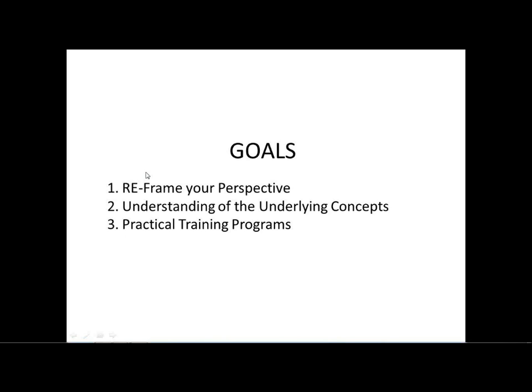So first thing that I want to try to do tonight is reframe your perspective a little bit. When we're coming at this from a trainer's perspective, or from a coach perspective, we have a kind of tunnel vision view of what we're trying to accomplish. And a lot of times in that tunnel vision view, we get sidetracked from some of the key elements that can really help us affect change and performance in our athletes.